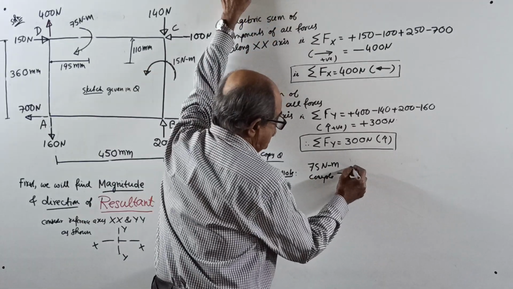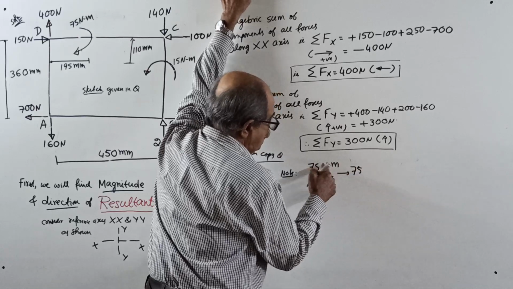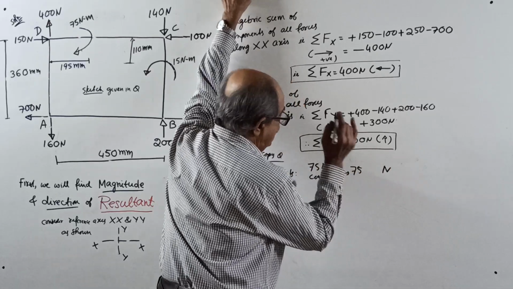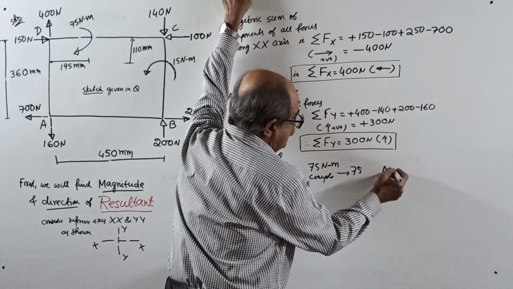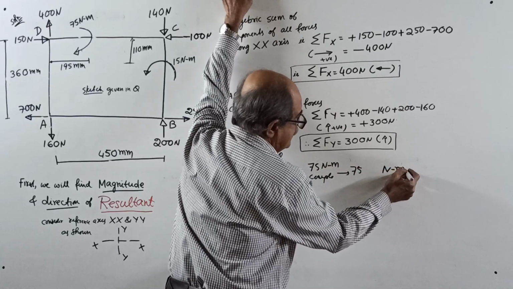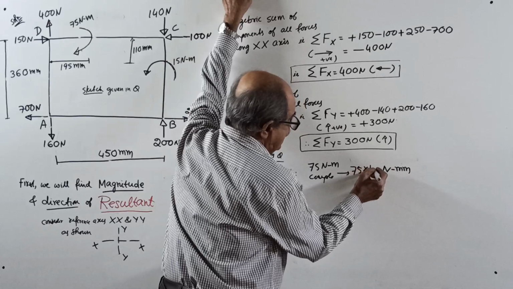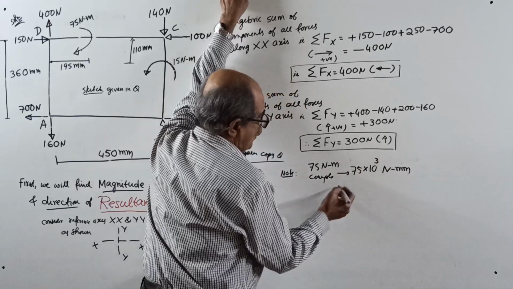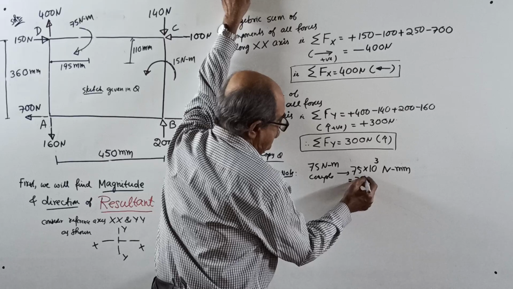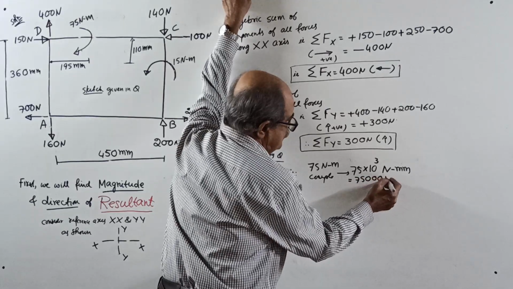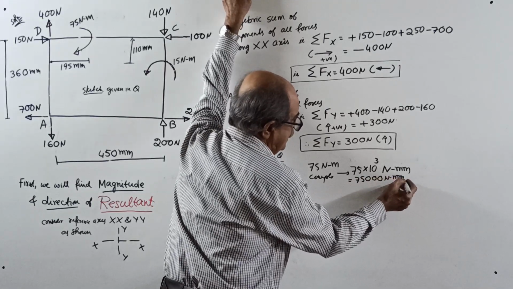We want Newton to be Newton only, but meter we want millimeter. So to convert meter to millimeter, multiply by 10 to the power 3, and it will become 75,000. All are knowing it, Newton millimeter.